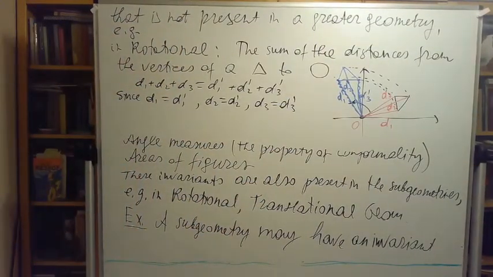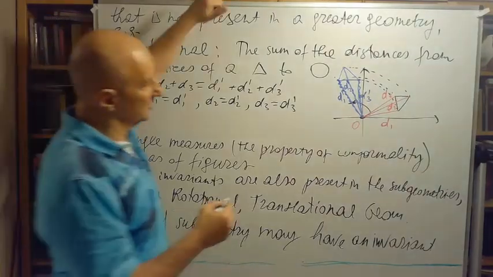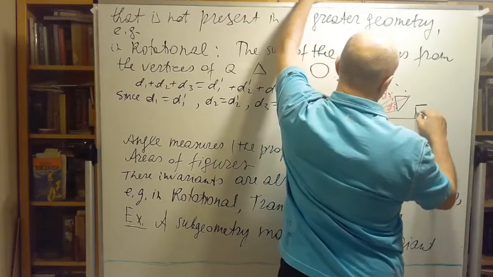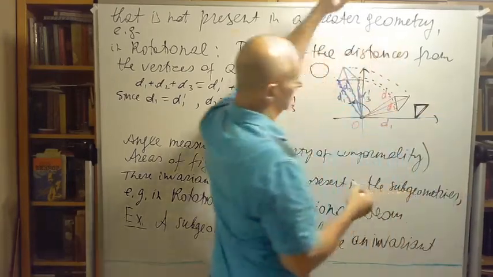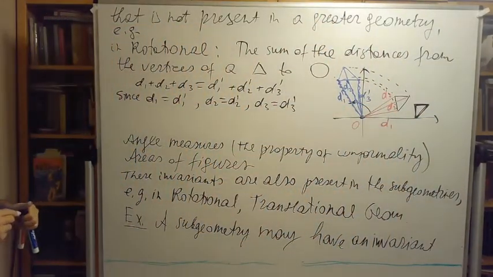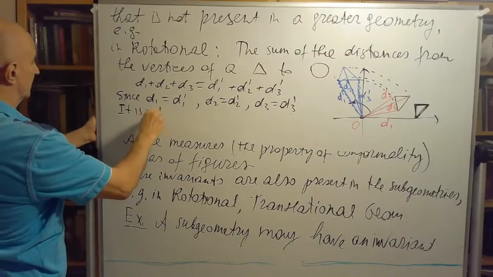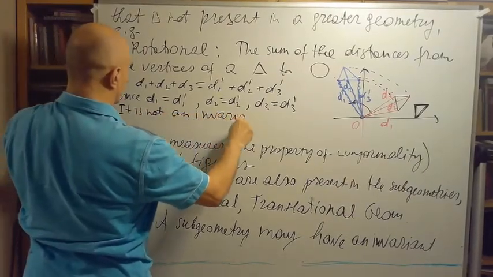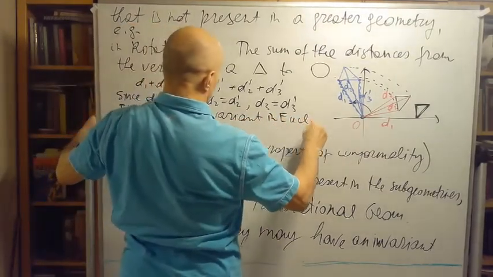And it's not an invariant in Euclidean geometry, because in Euclidean geometry we can just take this triangle and move it somewhere here, farther away from the origin. And for this triangle the distances will change. It is not an invariant in Euclidean geometry.